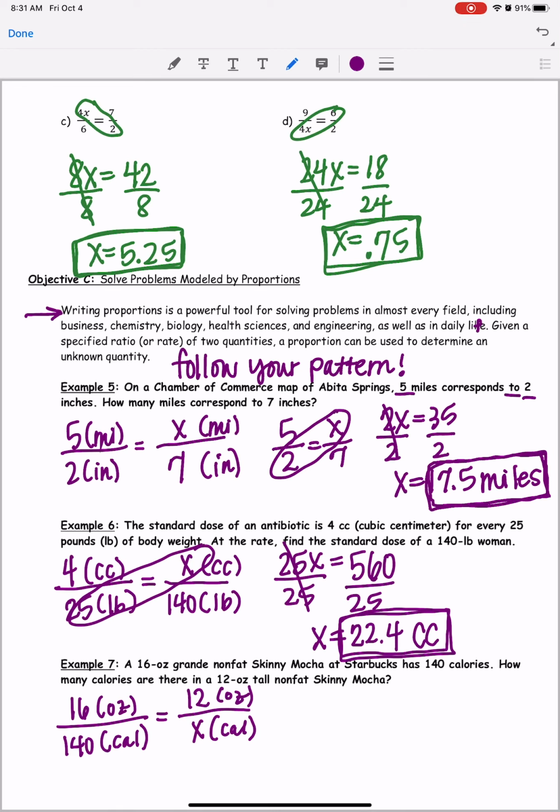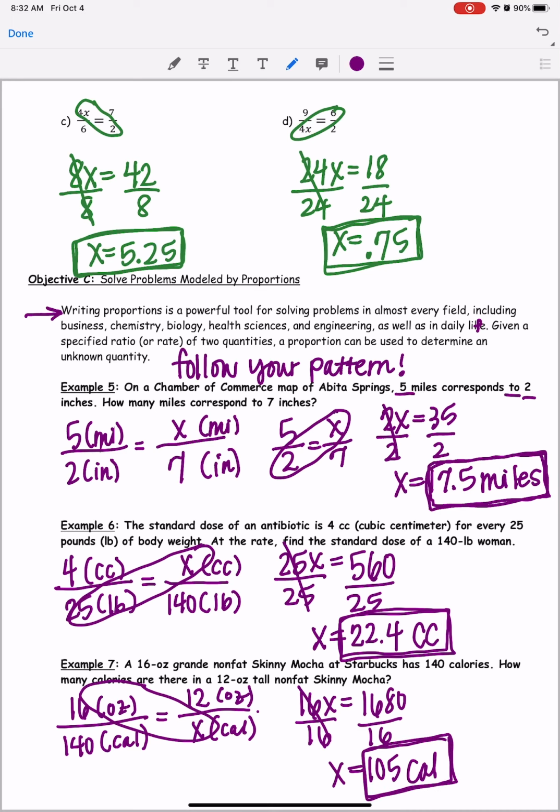So cross multiply. This time I'm going to go this way first so I can get that X. So 16X equals 12 times 140. It's going to give me 1680. Divide by 16. And we get X equals 105. Okay, and 105 what? What did we solve for? We have X calories. So 105 calories. Okay, so just make sure you follow your pattern. However you set up that first ratio, set up the second one the same way.